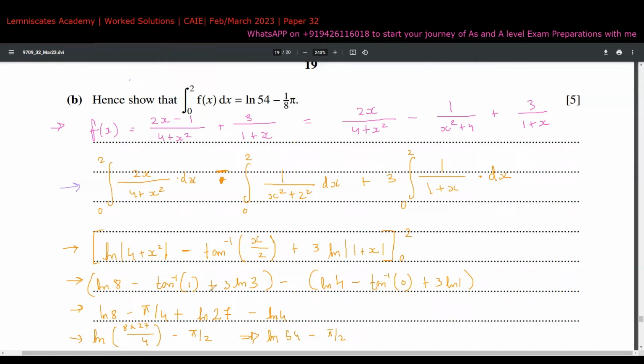Oh yes, it's because of this thing. The integration of this is not exactly tan inverse of x by 2. I mean, it's not tan inverse of x by 2. It's half. It's 1 by a as well, right? We forgot that 1 by a over here. So it's 1 by 2 over here.